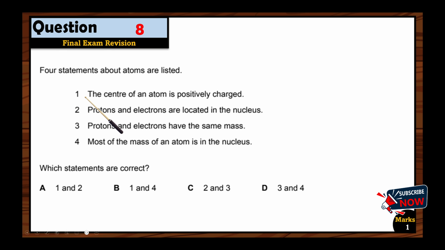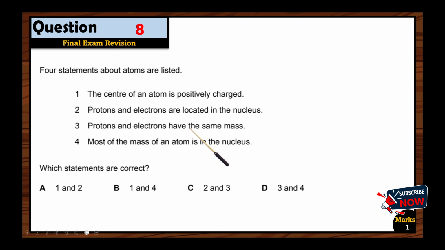Question number 8, 4 statements about atoms are listed. The center of an atom is positively charged. Yes, that's right. The center of an atom is the nucleus and it has protons, right? So it is a positive charge. Protons and electrons are located in the nucleus. That's wrong. Only protons and neutrons are located there. Electrons are not. So option 2 is incorrect.